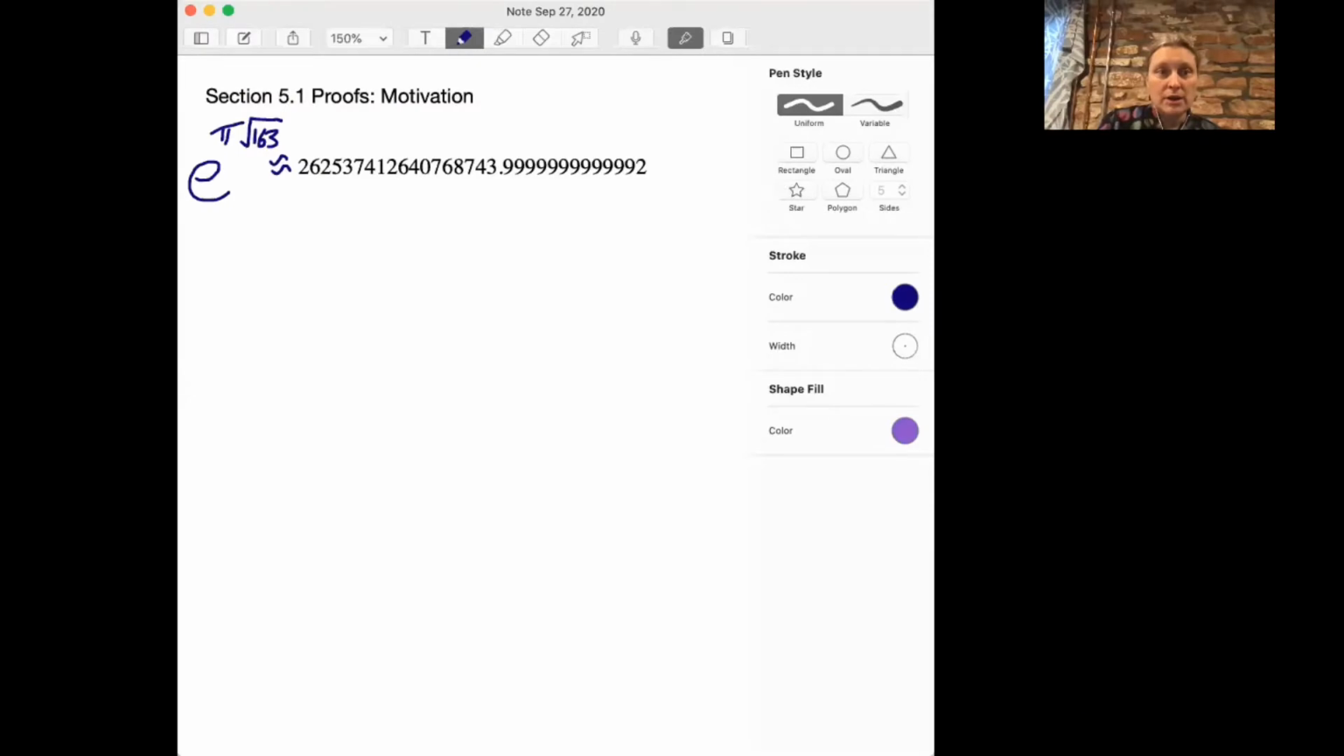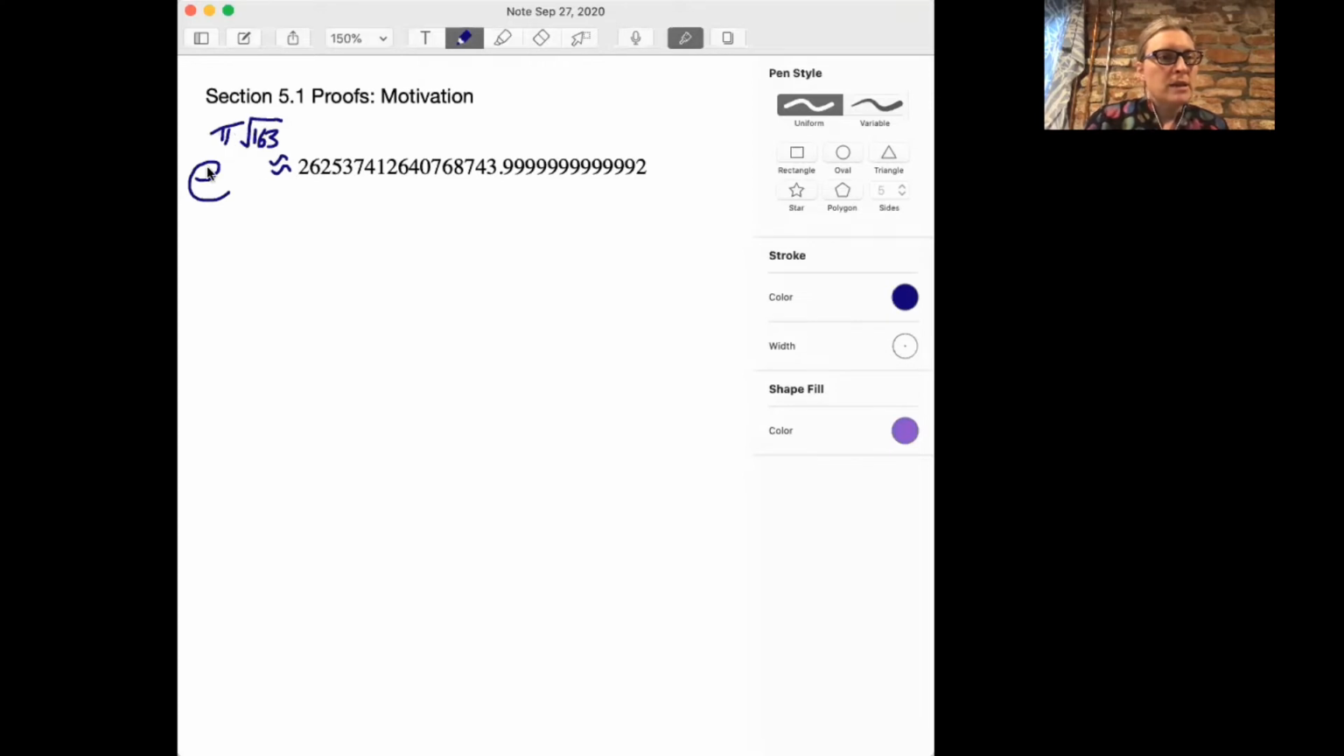So let's take a look at section 5.1, which is an introduction to proofs. And I want to tell you about Ramanujan's constant. So this number e is approximately 2.71, and this number pi is approximately 3.14, and the square root of 163 is a little less than 13.